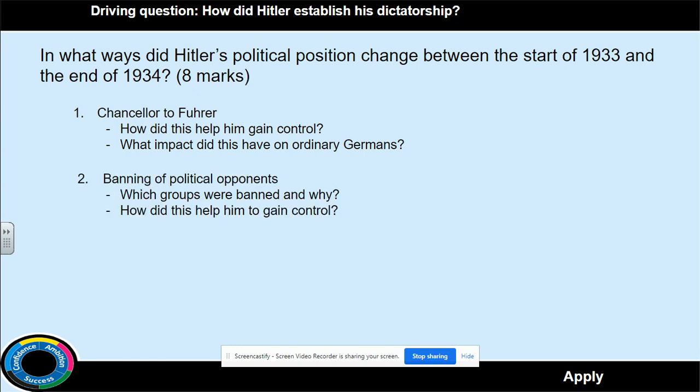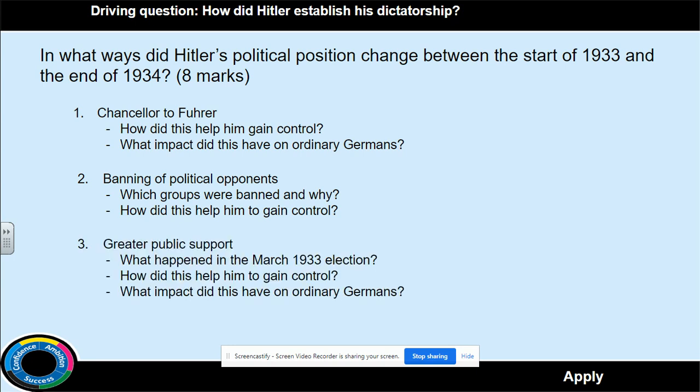Next, you can consider that he banned political opposition and how this helped him to gain more power. Finally, you might want to think about his greater public support, which he gained through the March 1933 election. Use the questions and this structure to answer the exam question on the Google Doc. You should be writing about 2 to 3 paragraphs. Each of the paragraphs should be about 6 to 8 sentences long.